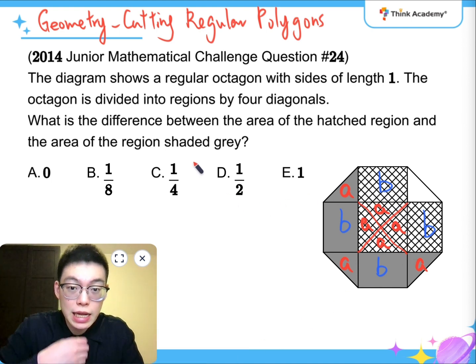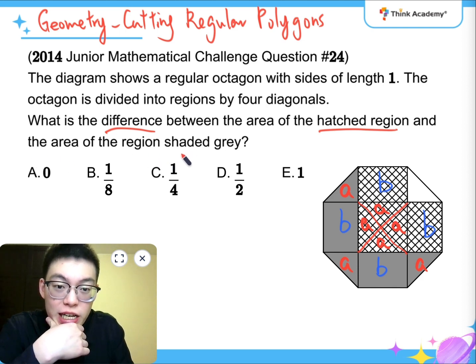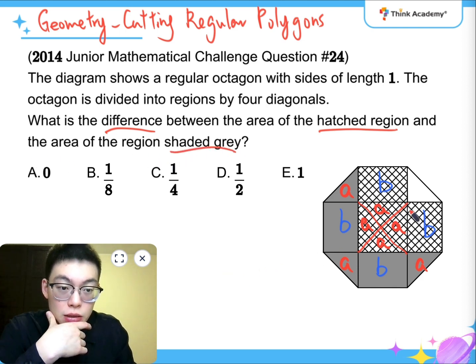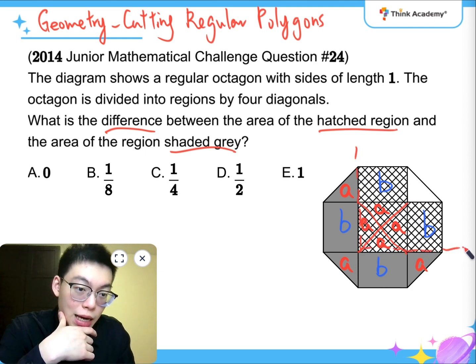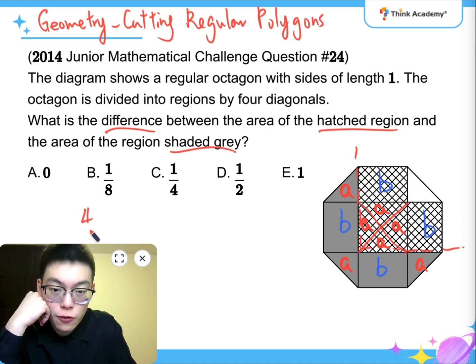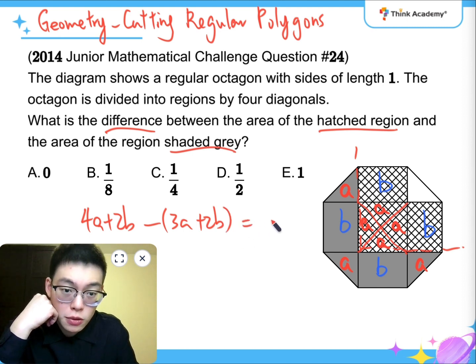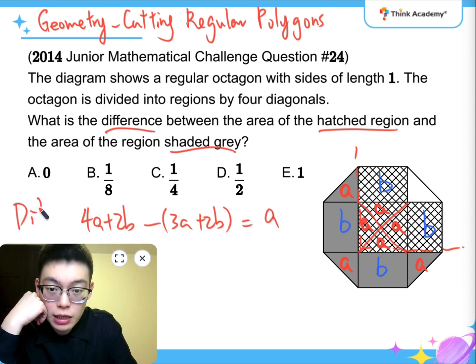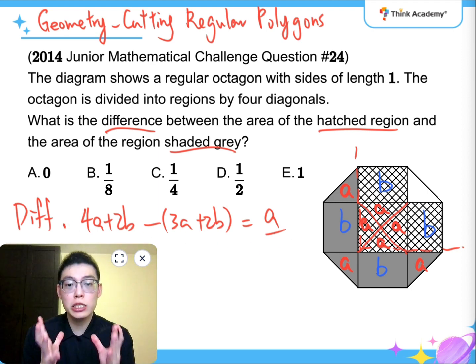So now we can see that the difference between the area of the hatched region and the shaded region is going to be, well, for the hatched region, it is 4A adding 2B, right? So 4A adding 2B, take away what is the area of the shaded region? 3A adding 2B. So the difference in area is going to be A, which is the area of one small triangle.